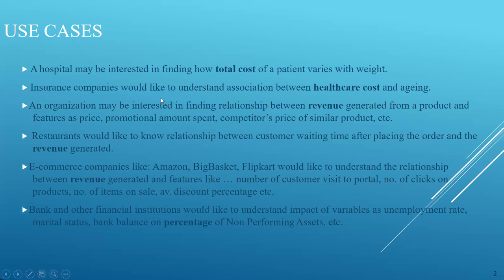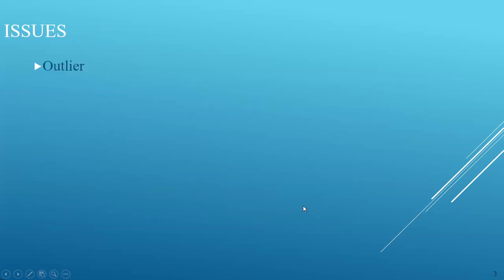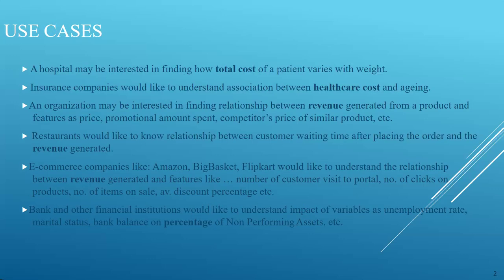Then we have banking and other financial institutions who also use regression models to understand the impact of unemployment rate, marital status, bank balance on the percentage of non-performing assets. Many people have taken loans and are not able to return them. So all of this study has to be done so that there are lesser losses to the financial institutions. These are all the use cases, and there are many more which we can discuss or you can answer when such questions are asked.